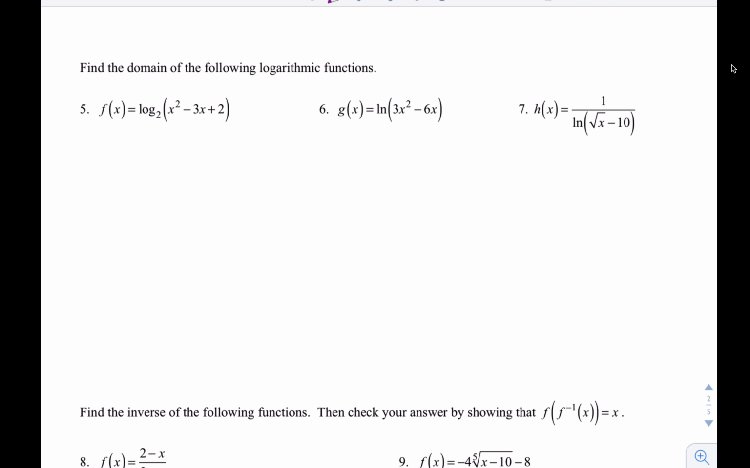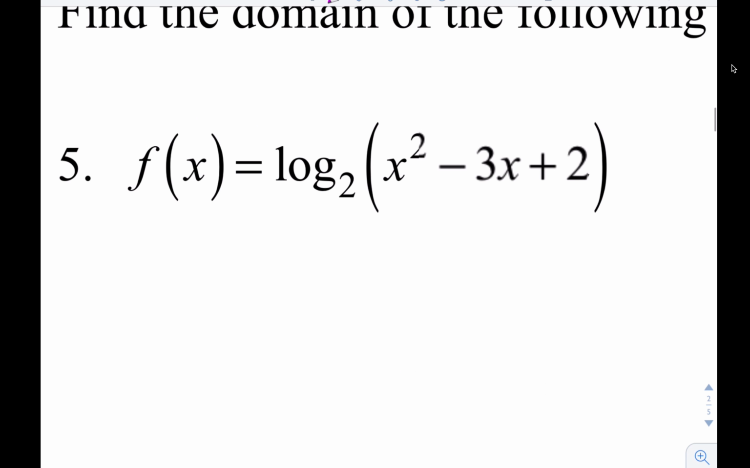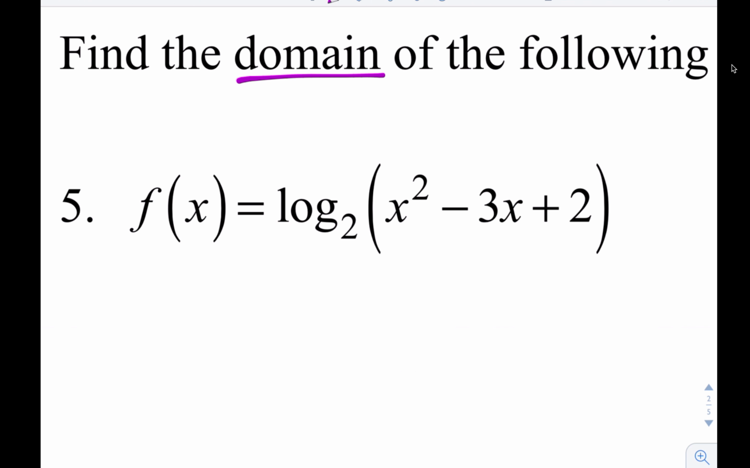Okay, moving on to the next one. Number 5 says find the domain of the following logarithmic functions. For any log graph, whatever it happens to be, the argument has to be greater than 0. That means I can't take the log of something that's negative, or the log of something that's 0. I have to make sure that what's on the inside, what I'm taking the log of, is positive.